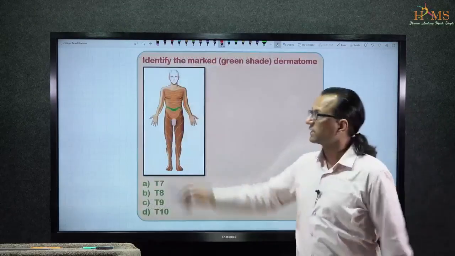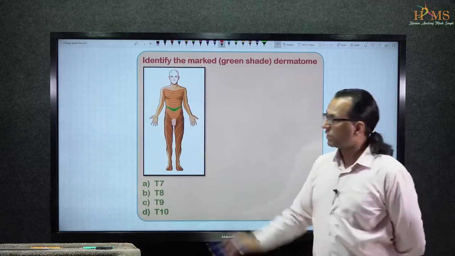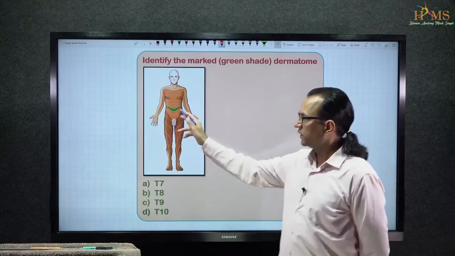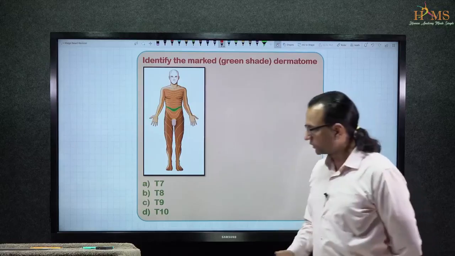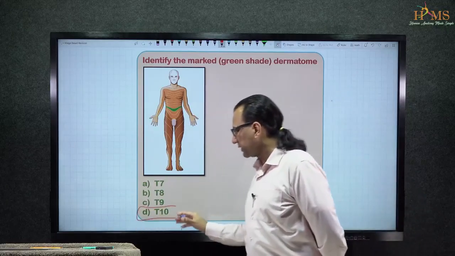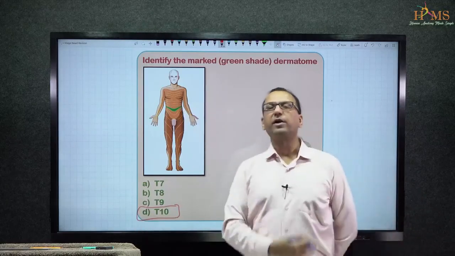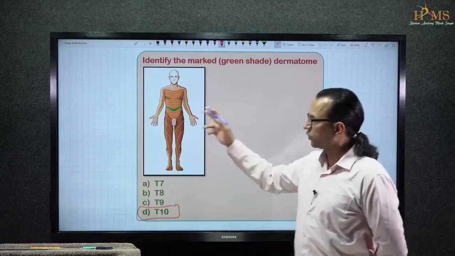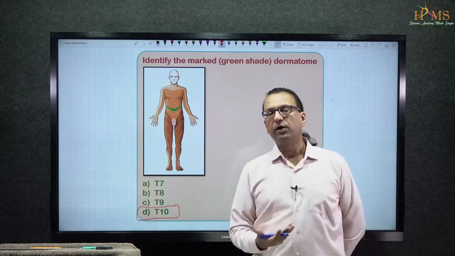The question we are looking at is asking us about the dermatome, the shaded area, green area. It is the periumbilical region. So T10 dermatome should be our answer. When you say T10 is your answer, it is the midgut pain, could be the pain of acute appendicitis or Meckel's diverticulum. If you say so, then what is the pain of the foregut?